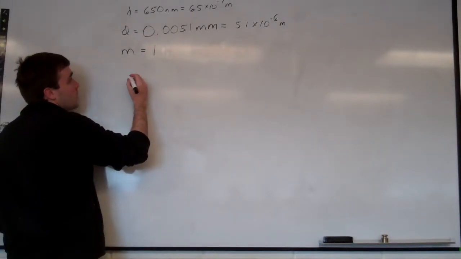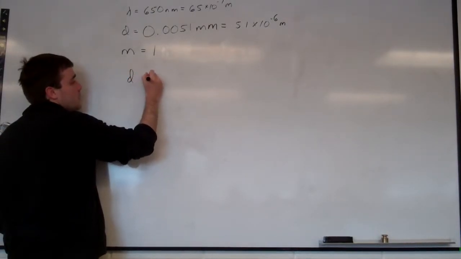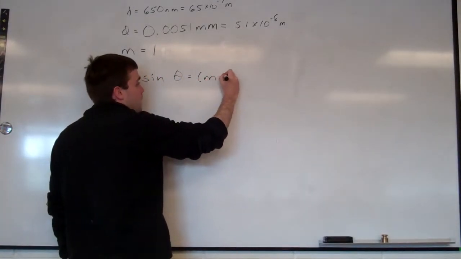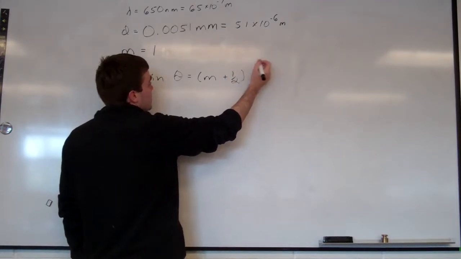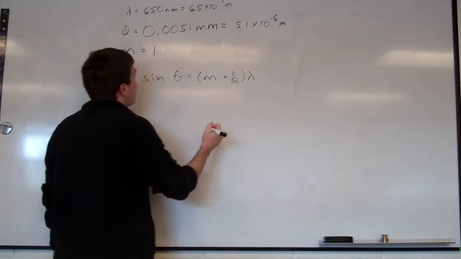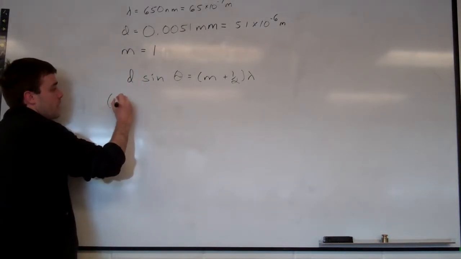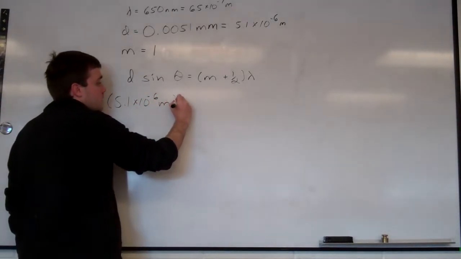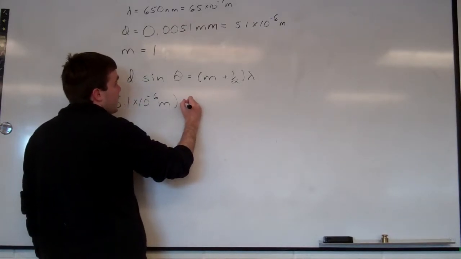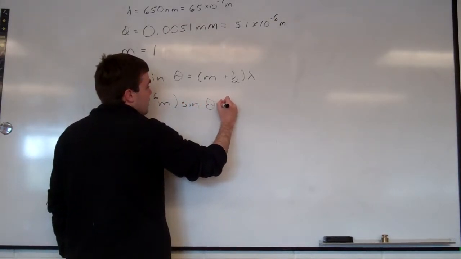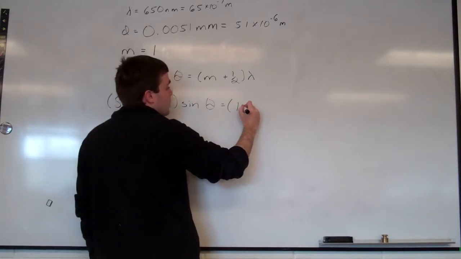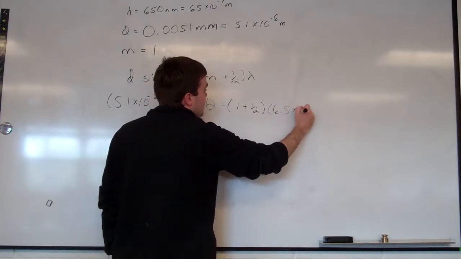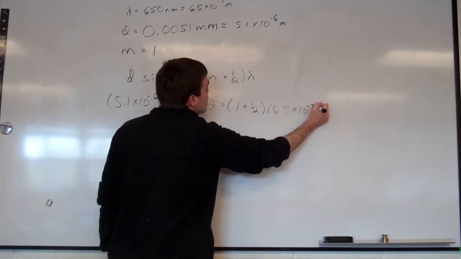Alright, so we do d sine theta equals M plus 1/2 times wavelength. So we got 5.1 times 10 to the negative 6 meters times sine of the angle equals 1 plus 1/2 times 6.5 times 10 to the negative 7 meters.